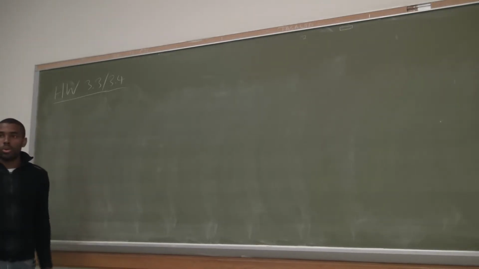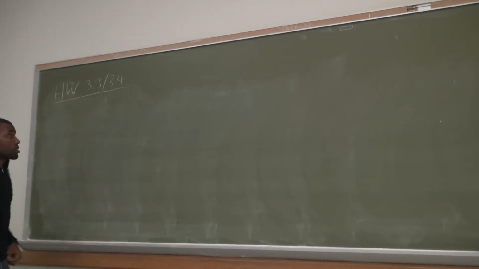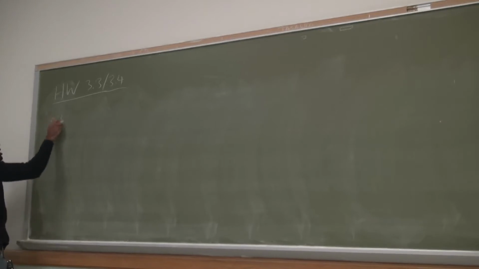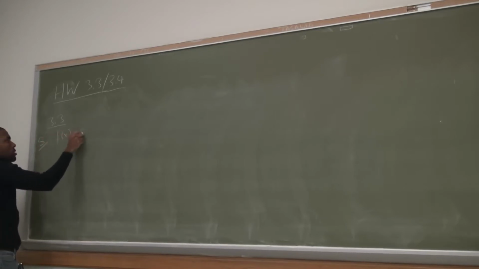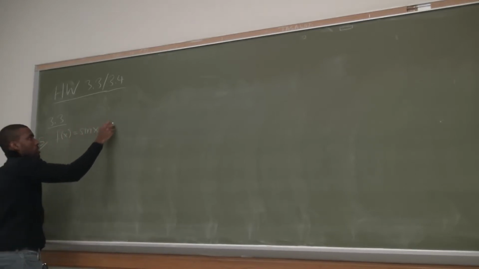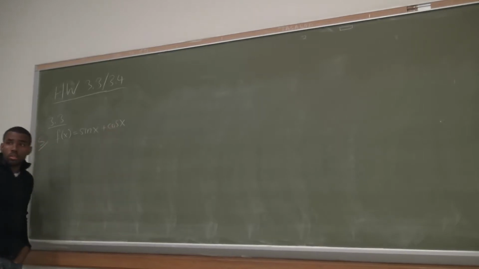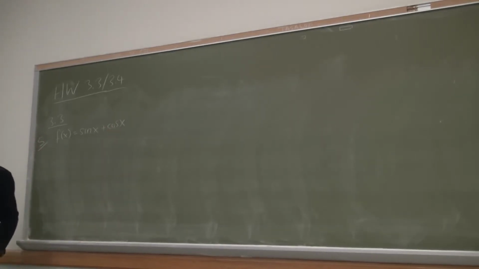What section are we? What question? It's 3.3, number 5, I guess. 3.3, number 5. The question is f(x) equals sin x plus cos x. Okay, and what's the rest?